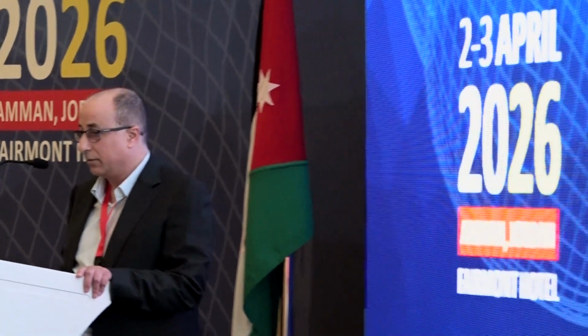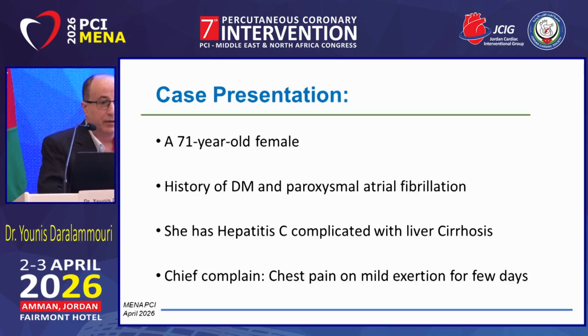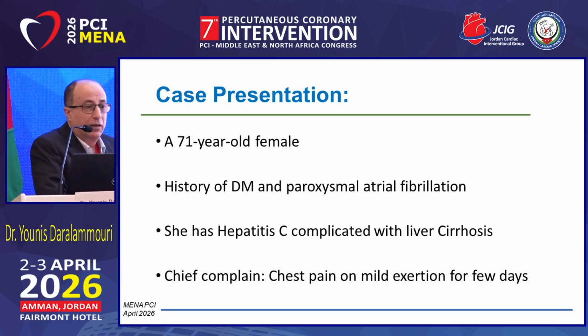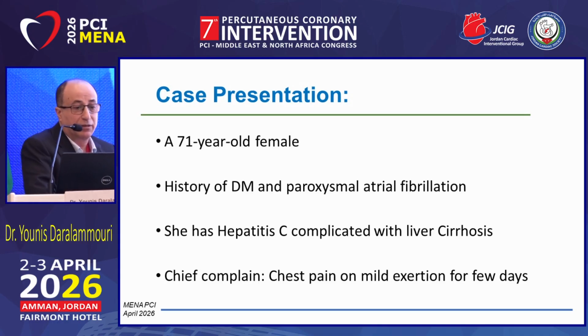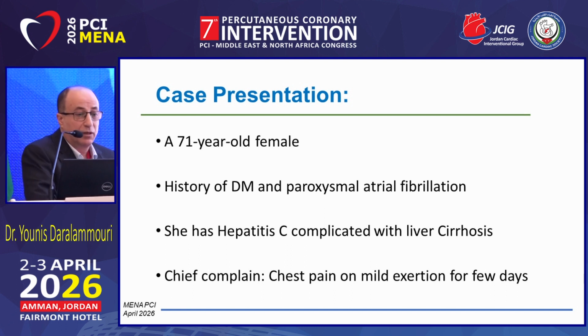I will discuss a case of severely calcified subtotal occlusion of the distal left main in a patient with severely reduced ejection fraction. The patient was a 71-year-old female with a history of diabetes mellitus and paroxysmal atrial fibrillation. She also has hepatitis C complicated with liver cirrhosis.